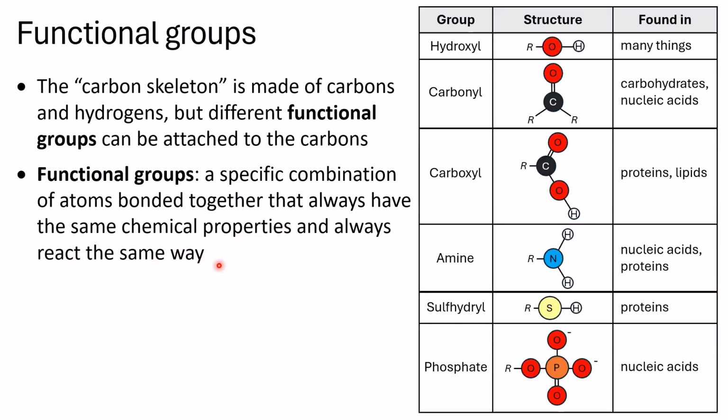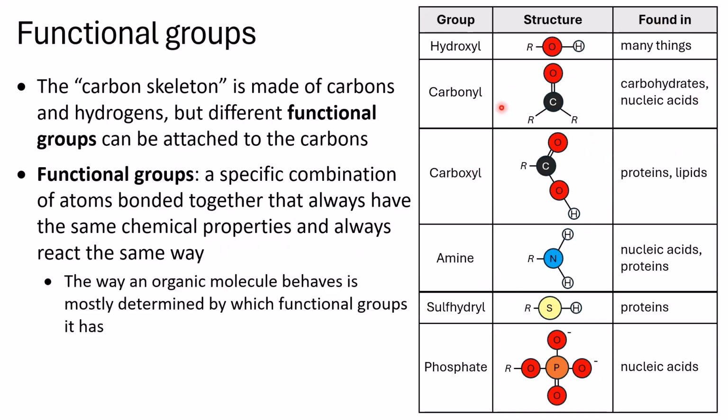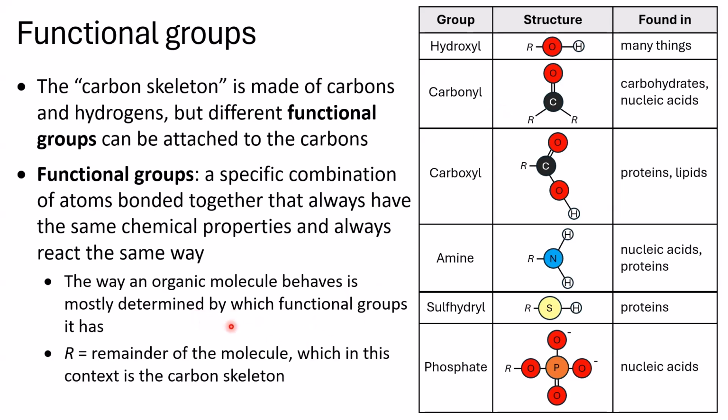This is a table of some of the most common functional groups you will see, and the macromolecules they are found in. How an organic molecule behaves will depend on which functional groups it has. The R stands for remainder of the molecule, which in this case is the carbon skeleton. Hydroxyl groups are simple, as they are just an oxygen bonded to a hydrogen. Here I put that they are found in many things, which really just means that they can be found in carbohydrates, nucleic acids, and some proteins and lipids. The OH group is probably most commonly associated with alcohols. The oxygen gives a hydroxyl group a polar characteristic.